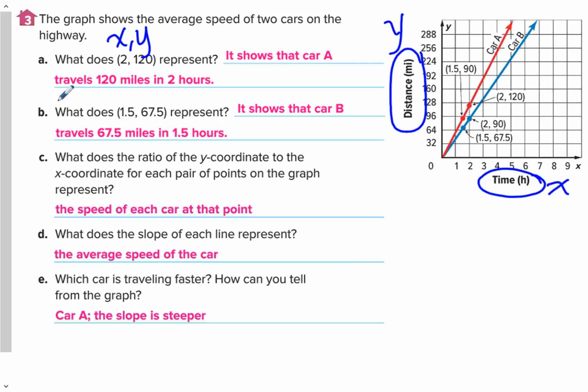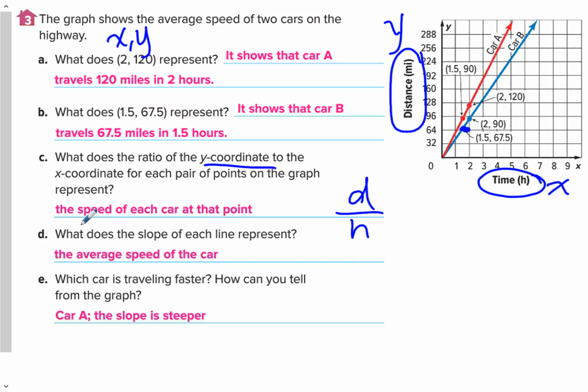Here they write, it shows that car A travels 120 miles in 2 hours. I like to say it in terms of x comma y, so I say 2 hours we traveled 120 miles. 1.5 and 67.5. If you look here, that actually is car B, so just make sure you don't confuse the two cars. You can say 1.5 hours is 67.5 miles, or again, they say car B travels 67.5 miles in 1.5 hours. What is the ratio of the y coordinate, so the distance over the hours?